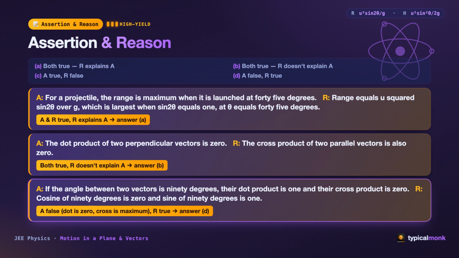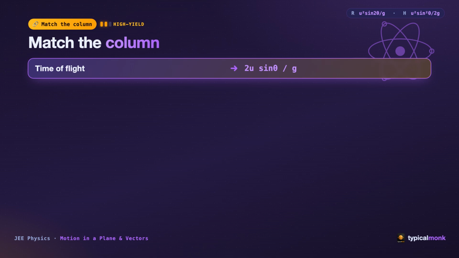This is the trap that catches John every time, mixing up which product survives a right angle. A quick match now. Say each formula aloud before I reveal it.